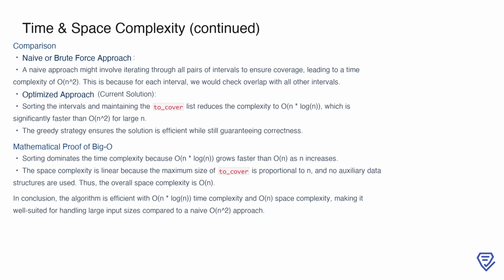Mathematically, O(n*log n) dominates O(n) because the growth rate of n*log n outpaces n as the input size increases. Space-wise, the solution is efficient as well, with a linear space complexity of O(n), determined mainly by the to_cover list and the input storage. This combination of O(n*log n) time and O(n) space complexity makes the algorithm highly scalable and suitable for handling large inputs efficiently.